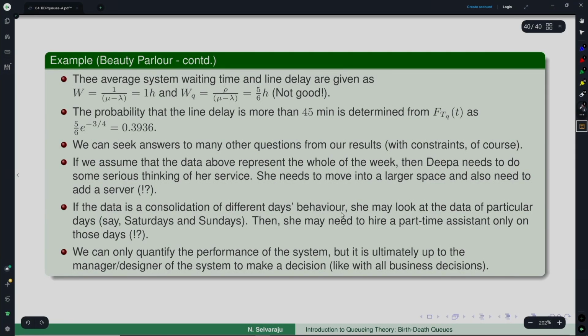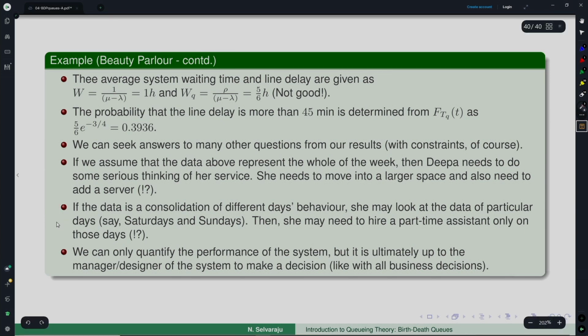If the data corresponds to Saturday and Sunday, then she may not need to add the additional server for the whole week to reduce the waiting time and the number waiting. In that case, 4 seats might be sufficient, who knows. If the data pertains only to specific days, then only on those days she may need to hire a part-time assistant. For example, on Saturday and Sunday she can hire a part-time assistant to help her, so that the waiting can be reduced. For other days, we do not know about the data, so it depends upon the data.